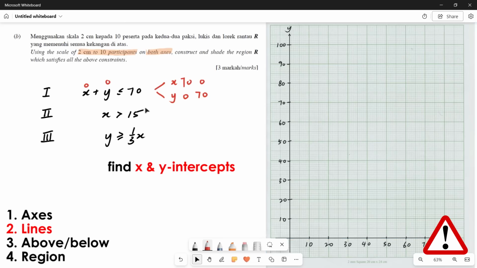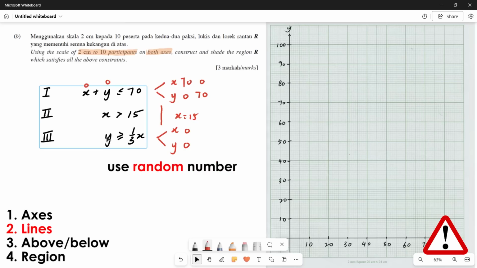Okay, for the second inequality, it's actually a vertical line, so we are just going to draw x equals 15 onto this graph. Okay, and for the third one, if you use the method of finding the x-intercept and the y-intercept, you will notice that the x-intercept is also the y-intercept. So if this case happens, what we can do is we find a random number and we substitute it here to find another point.